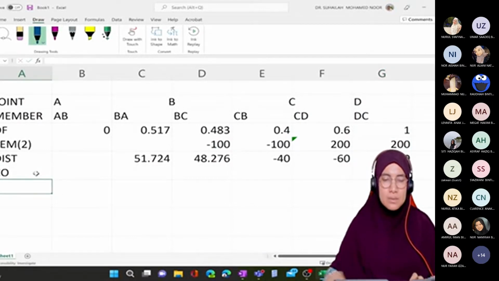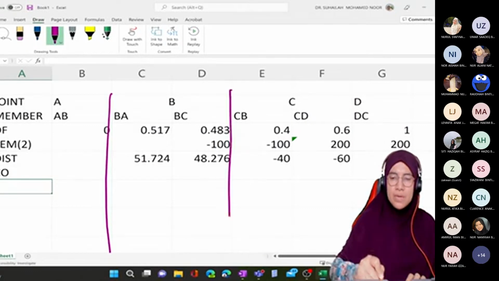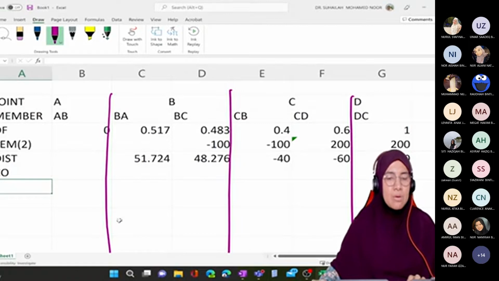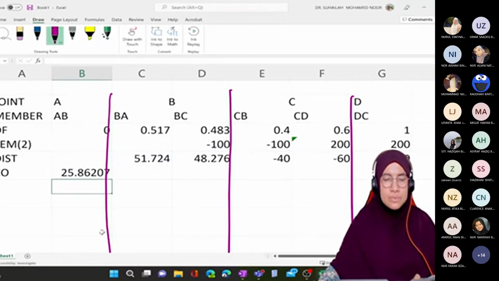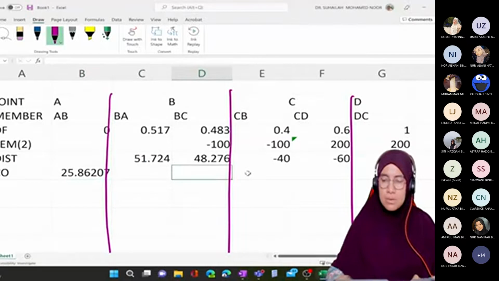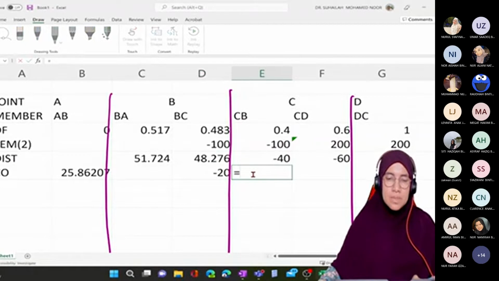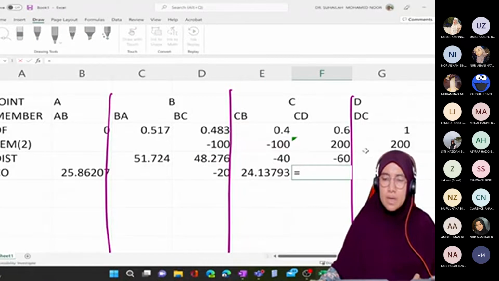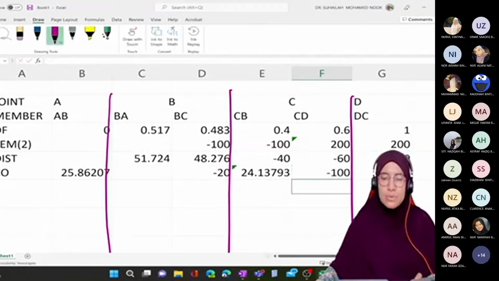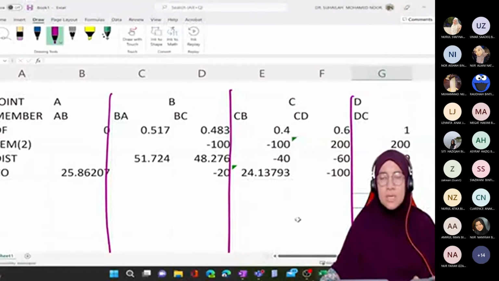Okay, carry over. Like before, there is a boundary. The boundary is here. Okay, cross boundary. 51 divided by 2. Cross boundary, negative 40 divided by 2. Positive 48 divided by 2. Negative 200 divided by 2. This one is 0 because the carryover factor is 0.